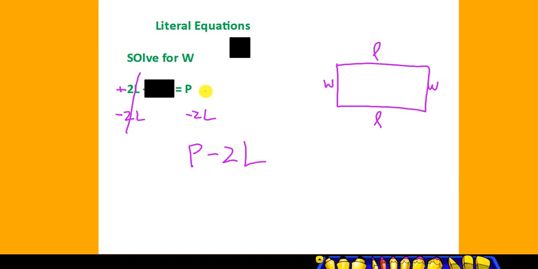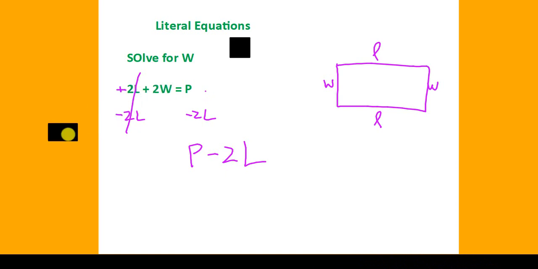Before, these were just numbers that you could combine, that you could subtract. Right now, they are two different variables. They are not like terms, so I can just write this as P minus 2L. And then, of course, I'm solving for my W, so I'm going to bring down my 2W.